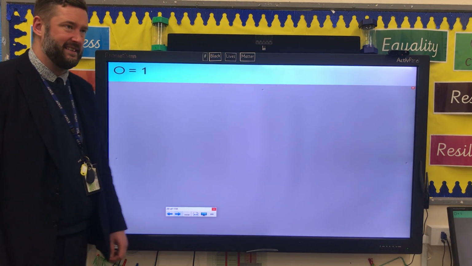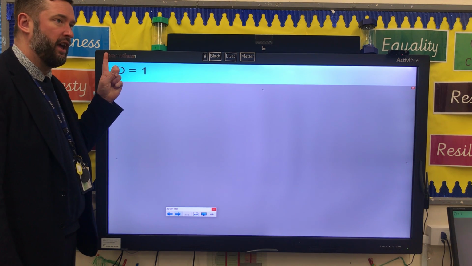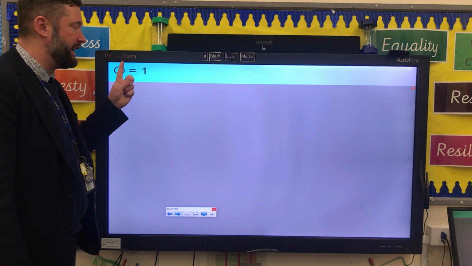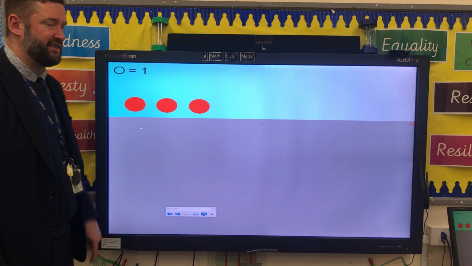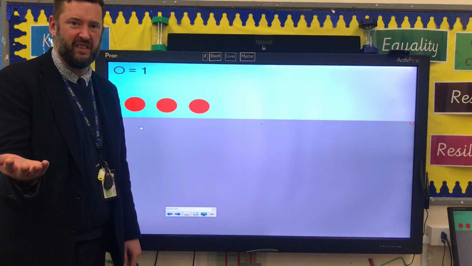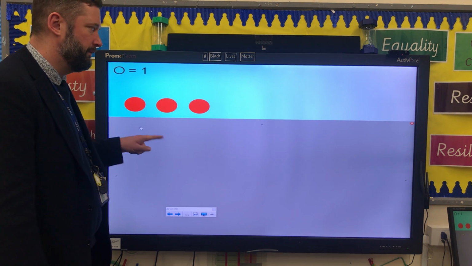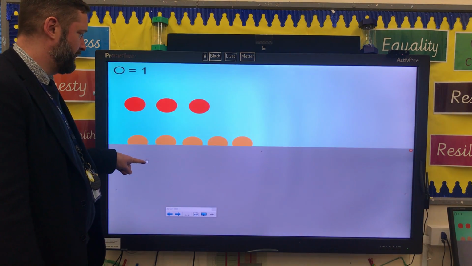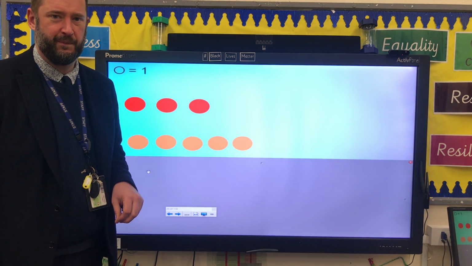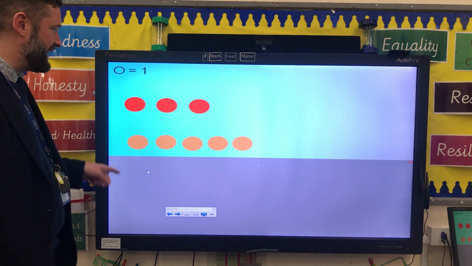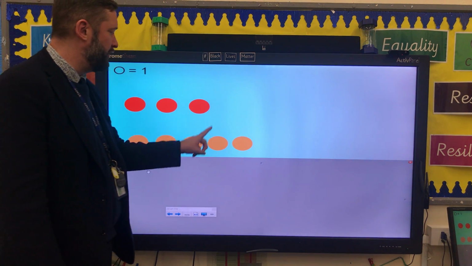Right, in today's lesson, our key, 1 circle, is going to equal 1 thing, okay? The circle equals 1. Let's have a practice of counting in ones. How many red circles are there? Shout out. 3. We can look and see that one. Right, who's ready for the next one? How many orange circles are there? That's right, there are 5. I can see there are 5, but I'm going to count to check. 1, 2, 3, 4, 5.